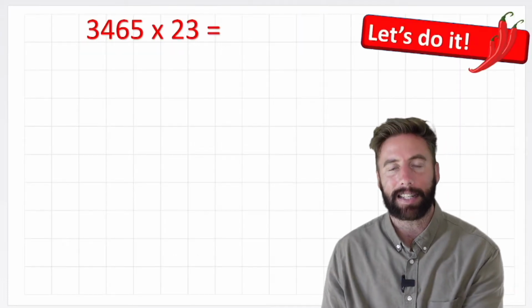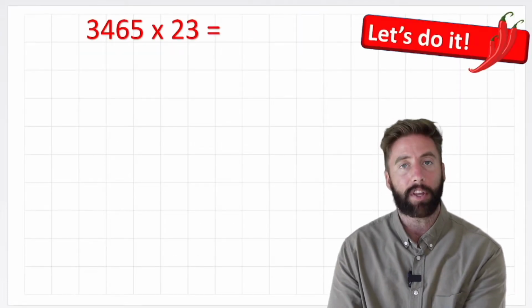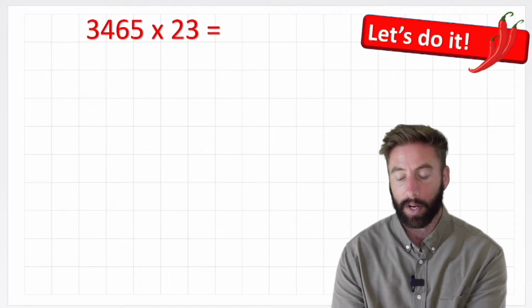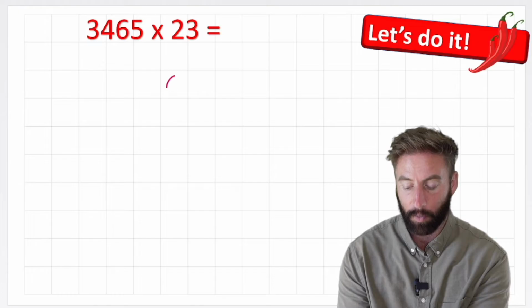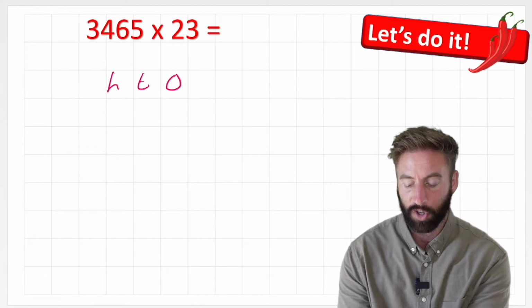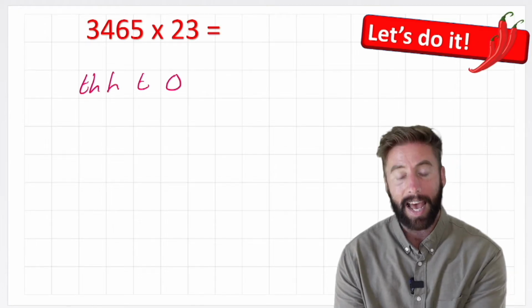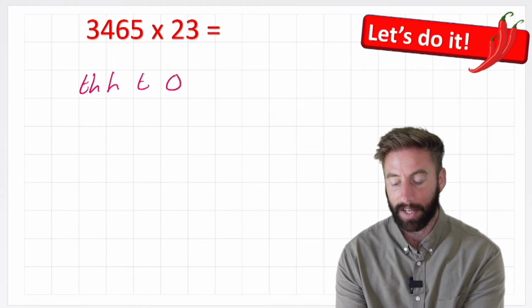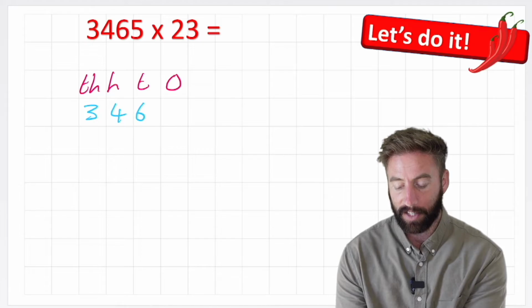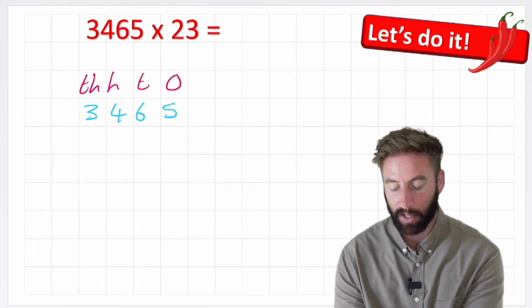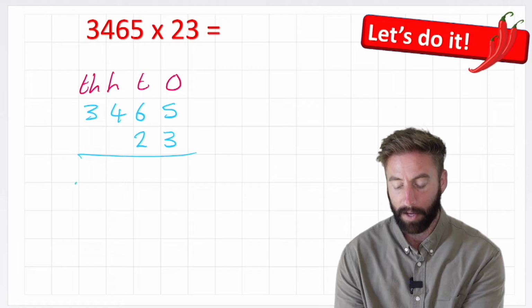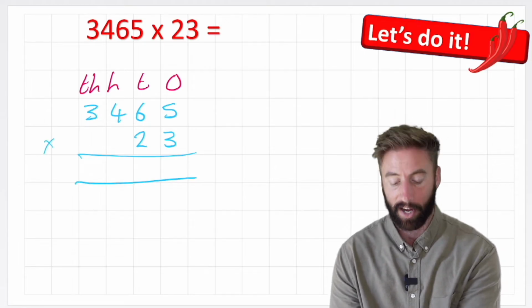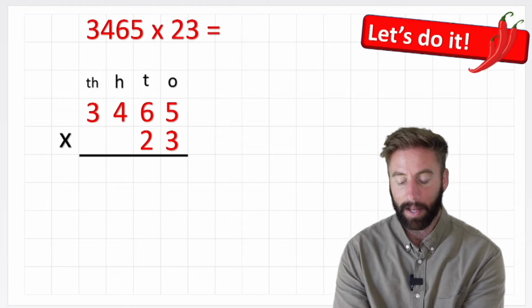So let's think about how to set this question out. We have 3,465 times 23, so I'm going to need to put my place value labels on the top. So I'm going to have ones, tens, hundreds and thousands, and then I can start to put my numbers in place. And I can put 3,465 and then my 23, I can see I've got 2 tens and 3 ones. Put my equals line, my multiplication sign, and I'm ready to begin. Let's tidy it up. There we go.